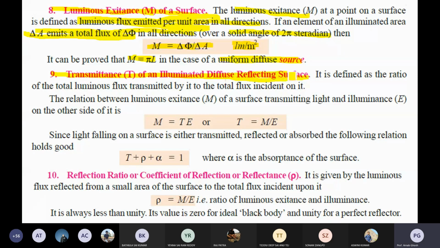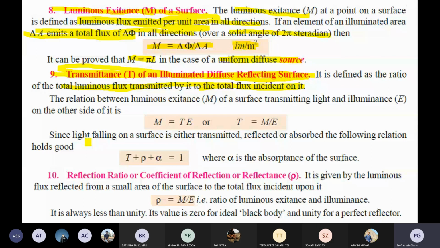Next one is your specific consumption. Specific consumption means what? It is defined as the ratio of the power input to the average candle power. So how much power input is there, and how much average candle power you are getting. It is expressed in terms of watt per average candle, or watt per MSCP, mean spherical candle power. So I think you can understand.